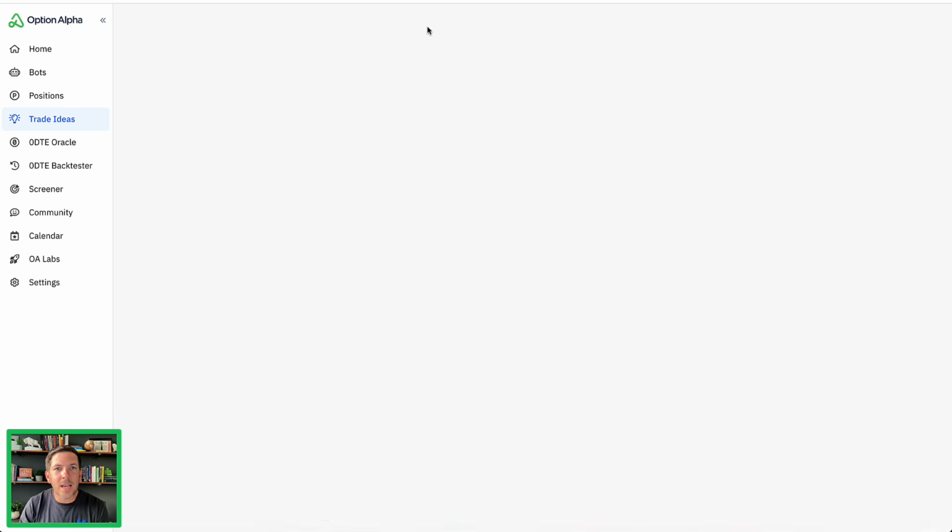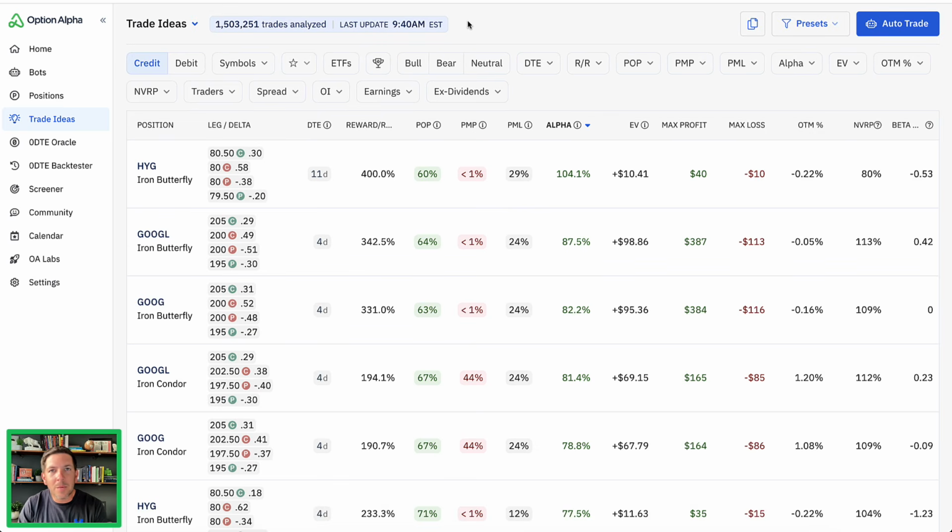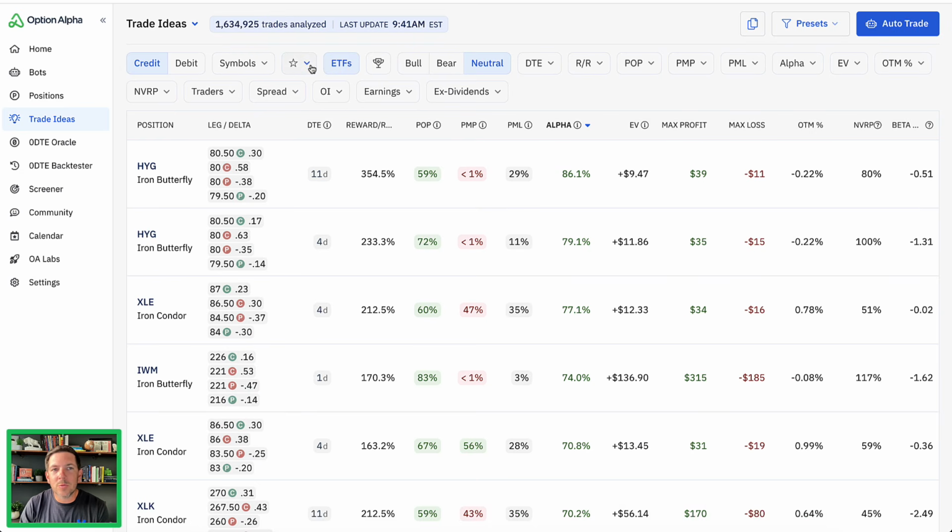So if you're inside of trade ideas, which again is going to be updating all throughout the day, every single minute, what you can do is just automatically select credit. And then we're going to go over here to neutral strategies. So this will give us iron butterflies and iron condors. Notice that when I do neutral strategies, it shows both iron butterflies and iron condors because they're both neutral strategies. But what I would do if you're looking for iron butterflies in particular is, of course, select ETFs or watch list or whatever symbols you want.